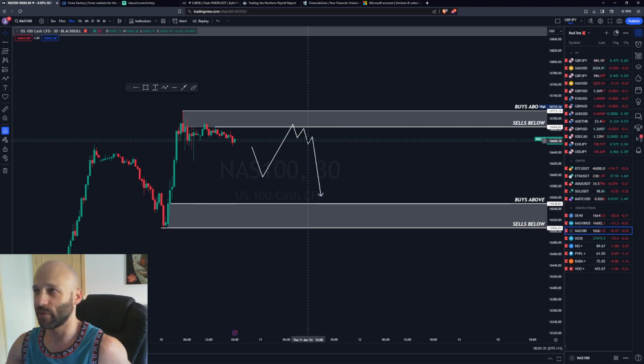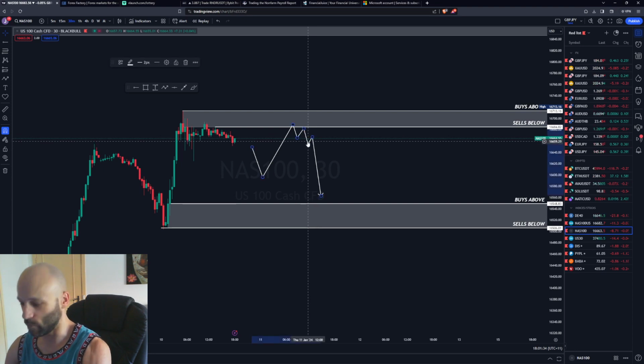Other than that, just be patient with it. Either buys above the highs upon continuation or buys at support.